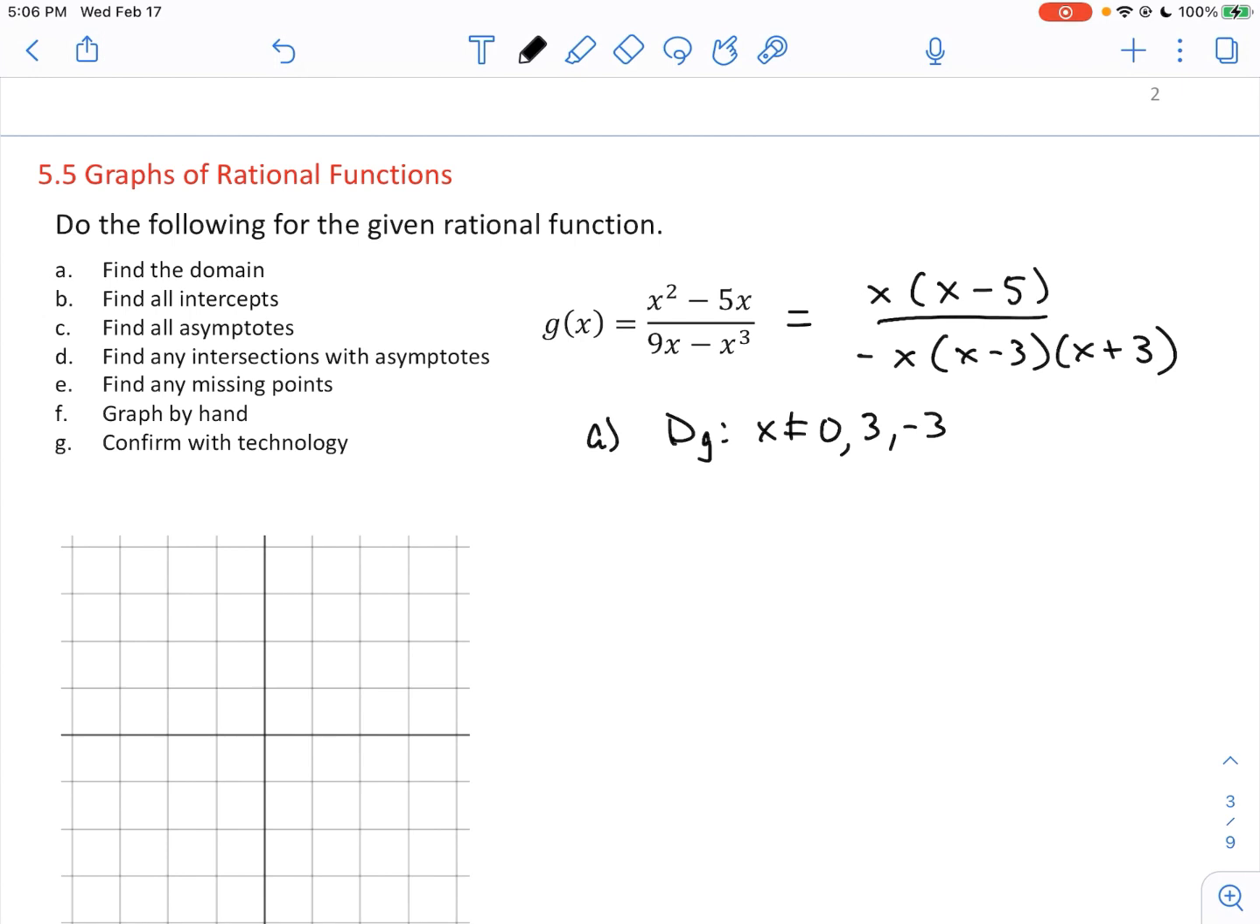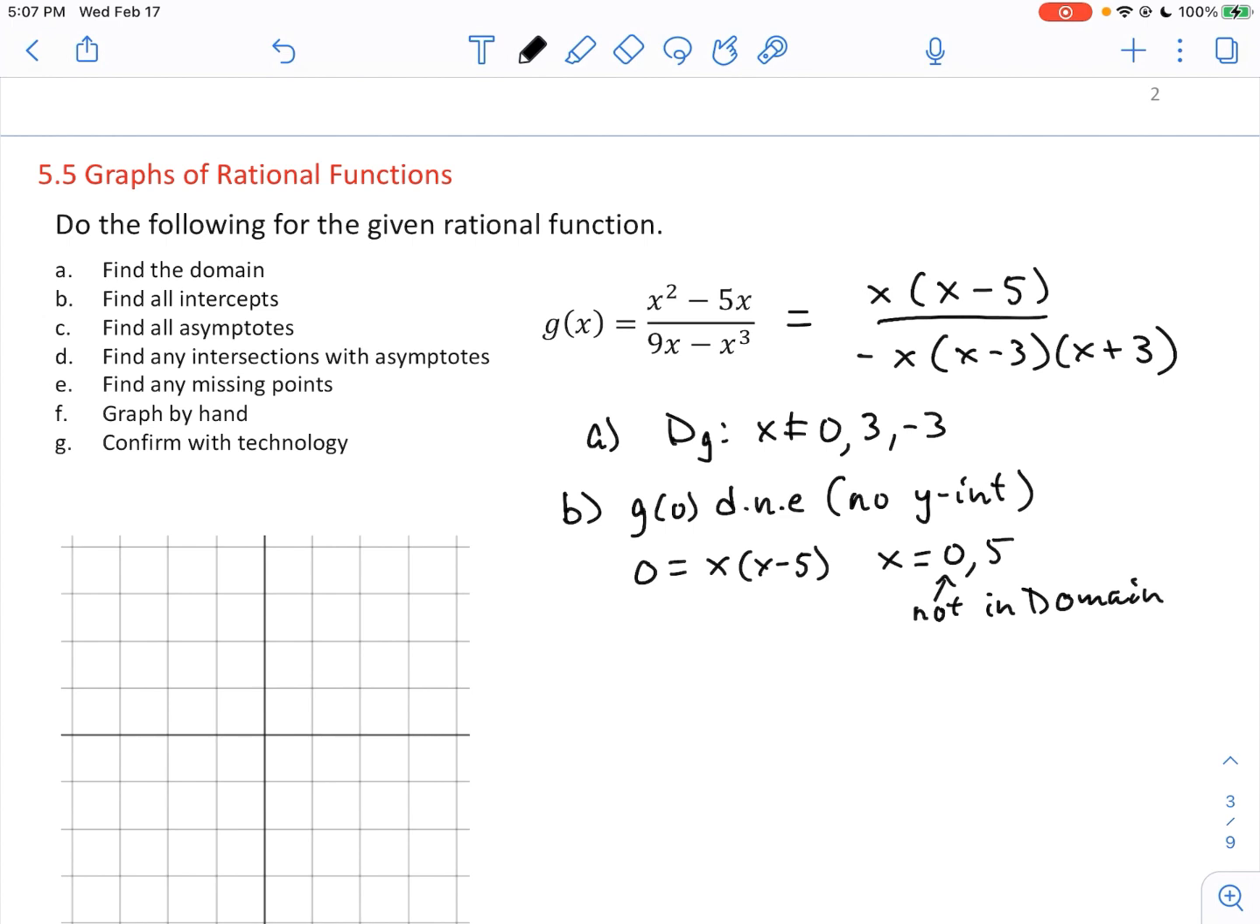Well, let's move forward. Let's just go to find all intercepts. So for part B, let's do g of 0. G of 0 does not exist, so there is no y-intercept, because 0 is not in our domain. Of course, if you cancel these x's, you can plug 0 into g tilde. You can't plug it into g. To find the x-intercepts, you set equal to 0 the numerator. So you would get x equals 0 and 5, but 0 is not in the domain. So we only have one x-intercept, 5, 0.